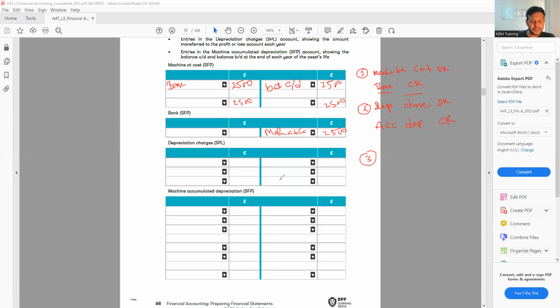Then you have a depreciation charge. Depreciation is a debit, but it's for 3 years. If you remember, we have calculated depreciation for 3 years. So you have to make 3 years of depreciation. So let's make the 3-year depreciation.